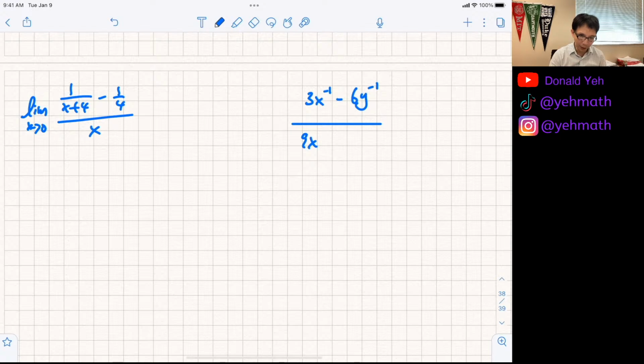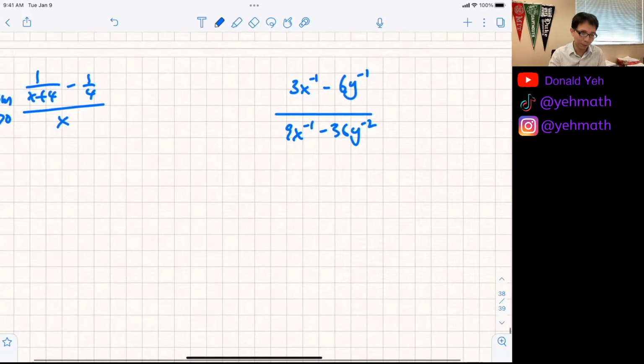So 9x to the -1 minus 36y to the -2. A lot of people did difference of squares on this particular question. It's fun. It worked for this question, but it doesn't always work. So I'm going to show you one way that is always going to work if you ever need to simplify this fraction.